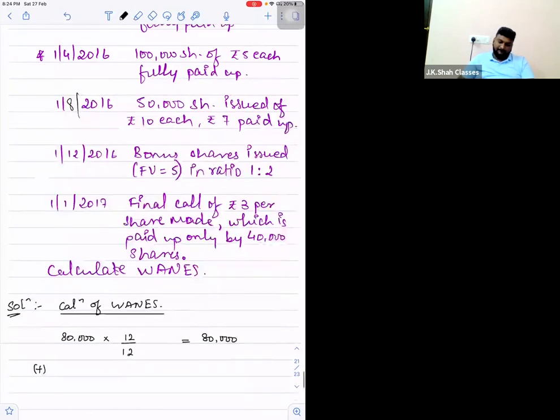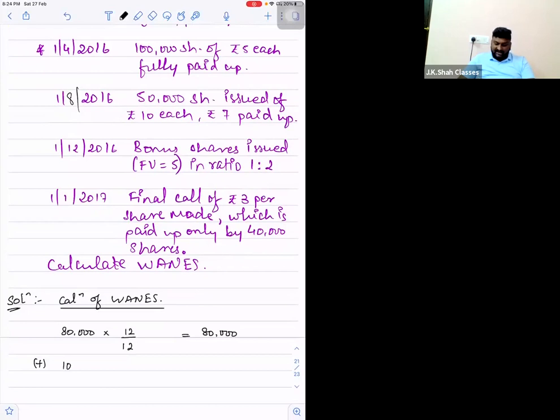Plus, 1 lakh shares are of 5 rupees face value. So I have to convert them as if they are of 10 rupees face value. To convert them, I will just multiply by 5/10. And they are also outstanding for the full 12 months because they are available from 1st April. So 1st April to 31st March, 12 months. So I will consider them as 50,000 shares. No issue still here.